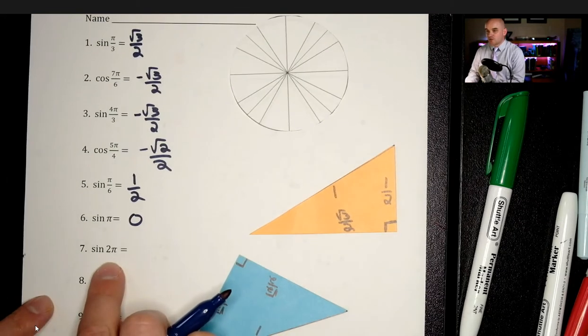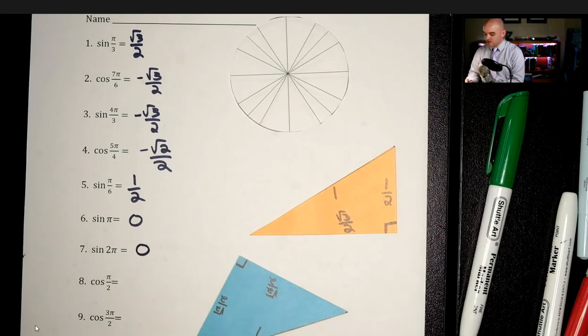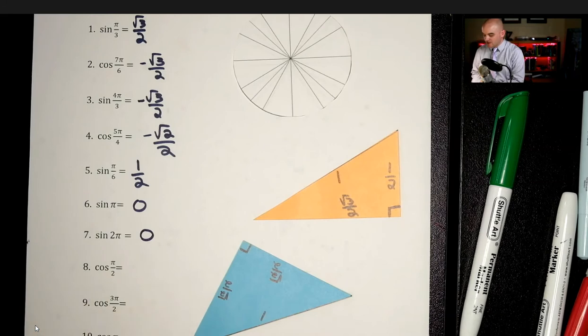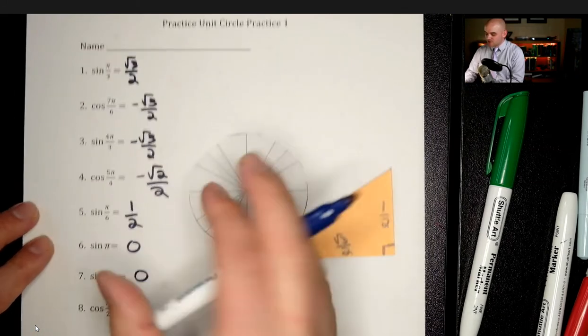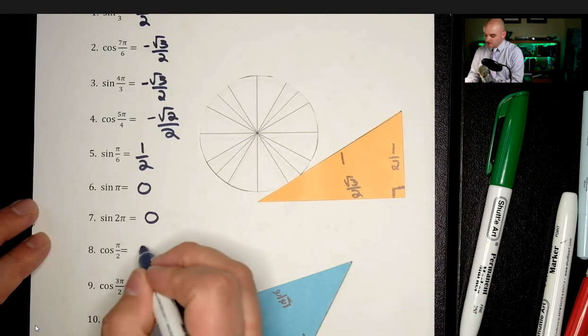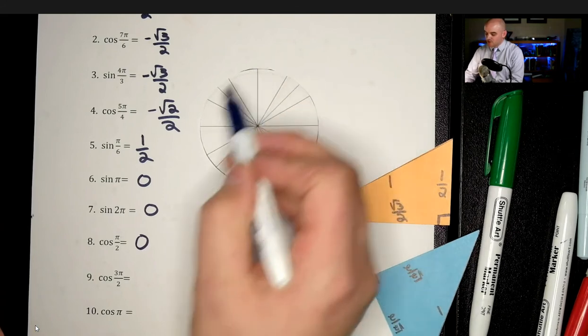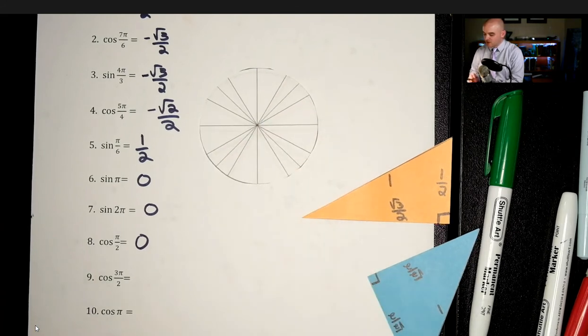The sine of 2 pi. 2 pi is going all the way around the circle. The y value is 0. The cosine of pi over 2. Pi over 2 is at the top of the circle, and the cosine is your x value. Once again, it's going to be 0. And then the cosine of 3 pi over 2. There's 1 pi over 2, 2 pi over 2, 3 pi over 2.